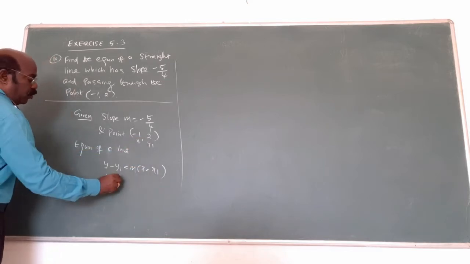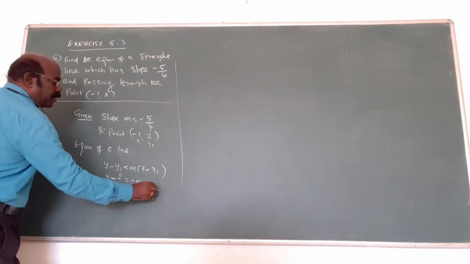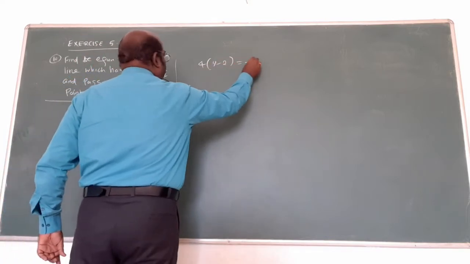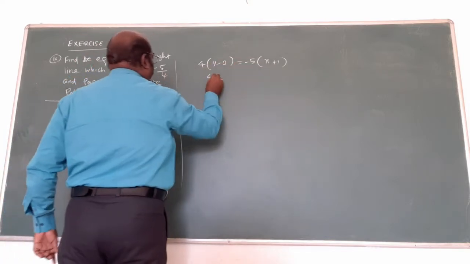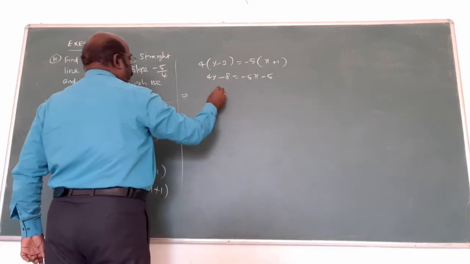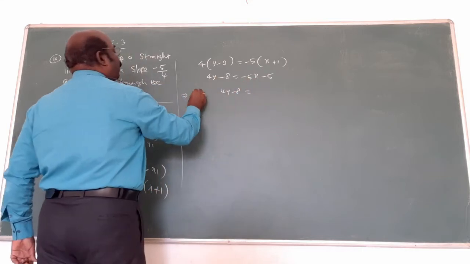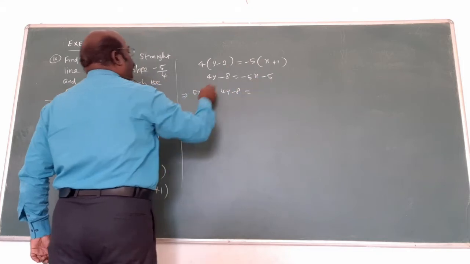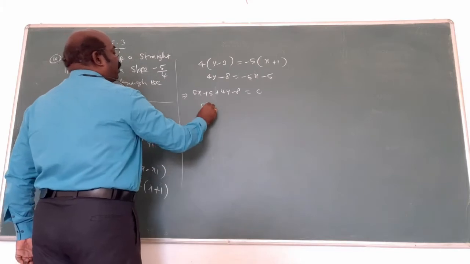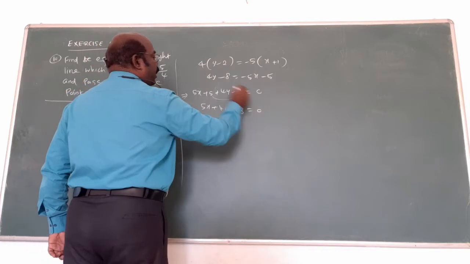y1 is 2, m is minus 5/4. Now cross multiply: 4 into (y minus 2) equals minus 5 into (x plus 1). 4y minus 8 equals minus 5x minus 5. Therefore, 4y, the minus 5x comes in as plus 5x, the minus 5 comes in as plus 5, and then 0. Now write in order: 5x plus 4y. The number is what? 5 minus 8 is minus 3.